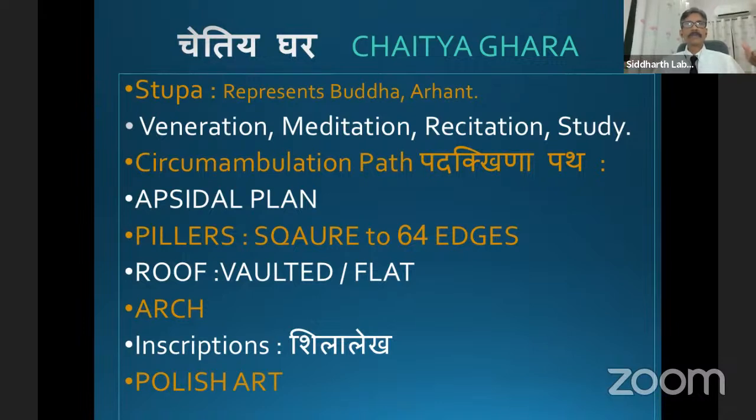So what is the purpose of Chaitya? Veneration to the Buddha means veneration to the stupa, meditation, recitation, and study, right? Then there has to be a Padakkhina Patha, the circumambulation path, that is Padakkhina around the stupa. Then apsidal plan. Apsidal plan means going from one side and coming back from the other side in a U shape. I will show the picture later.